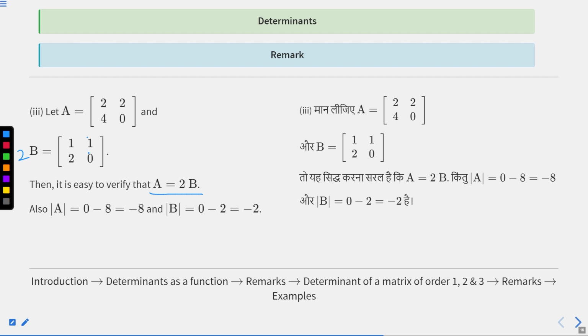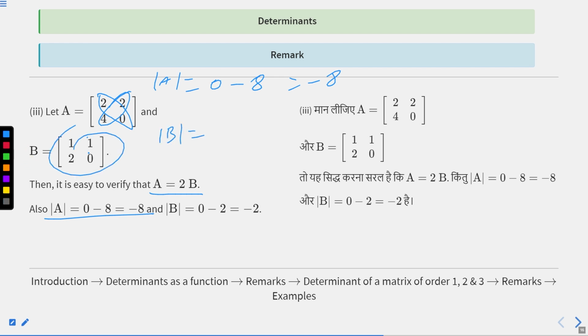Now, what about the determinant of A? It will be quite simple. Multiply these, you will have 0. Multiply these, you will have 8. Now put minus, you will have minus 8. What about the determinant of the B matrix? Multiply these, you will have 0. Multiply these entries, you will have 2. Put the minus sign, you will have minus 2.